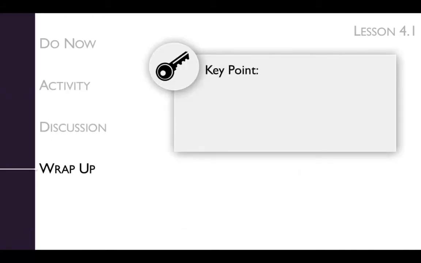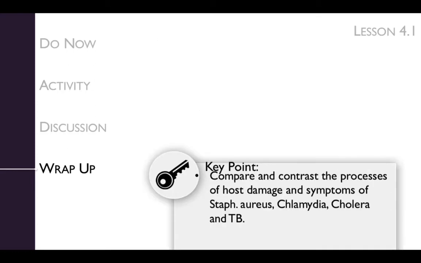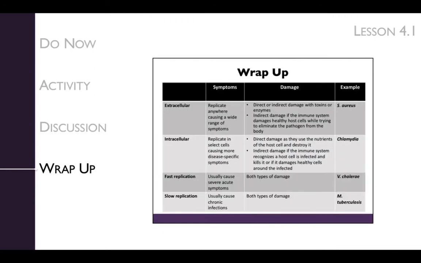The key point of the lesson's wrap-up is to compare and contrast the processes of host damage and symptoms of Staph aureus, chlamydia, cholera, and TB. We'll get there by having students reflect on the video clips and complete the summary table. The table helps to compare and contrast the key points of today's lesson.